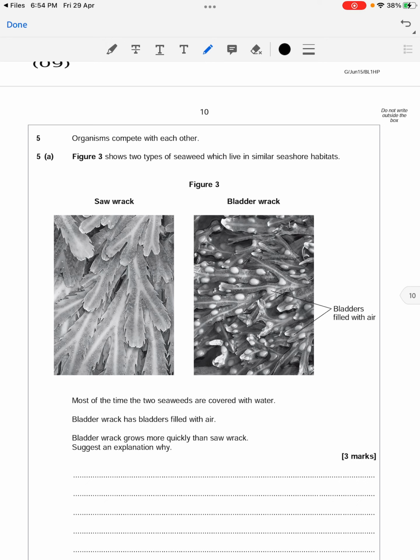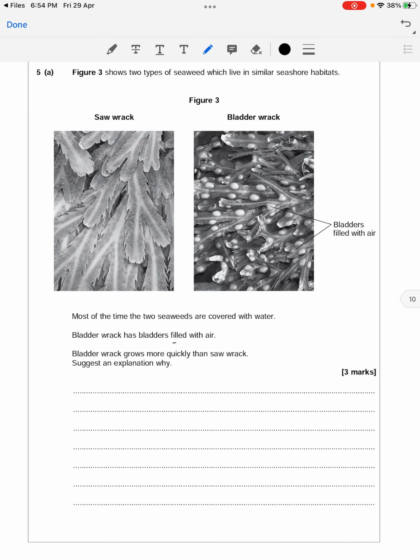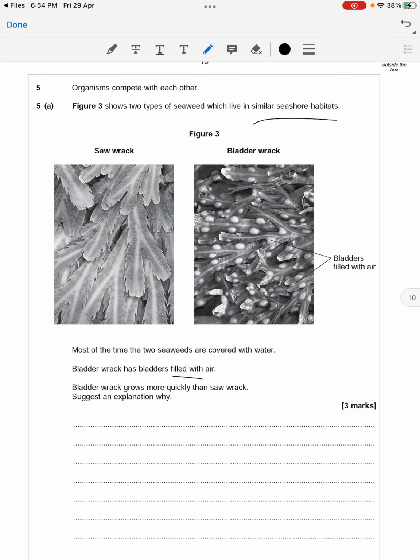So bladder wrack has bladders filled with air. These are two types of seaweeds. Okay, we know the bladder wrack grows more quickly than saw wrack. Now suggest an explanation why. So okay, what are the things we need to know? These are filled with air, right? Most of the time the two seaweeds live in similar seashore habitats. At the same time, they're covered with water, right? Now bladder wrack grows more quickly than saw wrack.